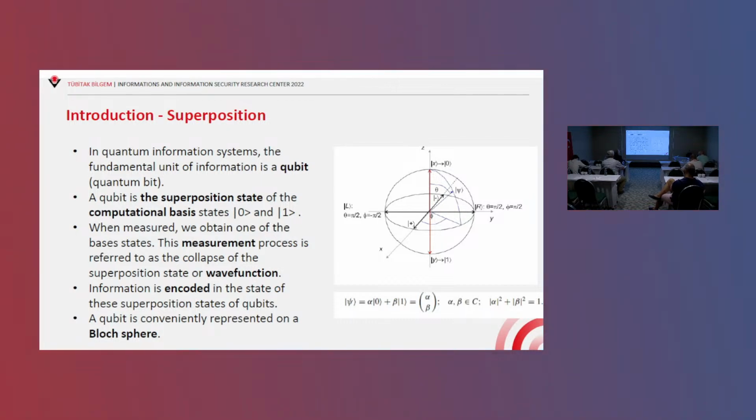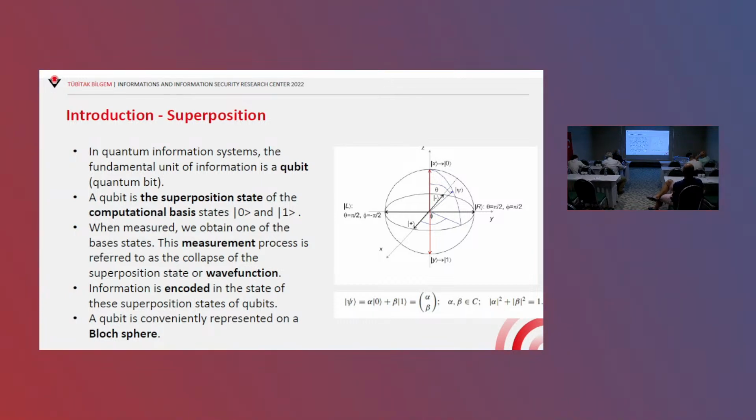So this ket psi is called the wave function. It reflects the state of the qubit, and in theory, any information on the quantum state can be obtained from this wave function. So it's a very basic entity in quantum mechanics. Information is encoded in these superposition states of qubits.